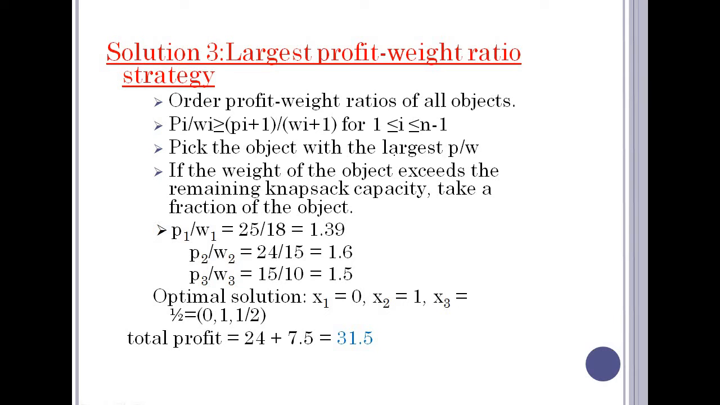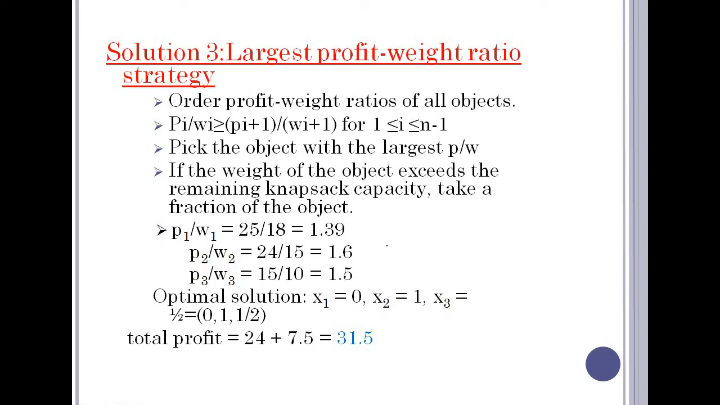Now we will always pick up the object with the largest profit weight ratio, and if the weight of the object exceeds the remaining knapsack capacity, we will again take a fraction of that object. We will solve the same example with this strategy. We have 25 divided by 18. We calculate the profit to weight ratio for every object: 1.39 for the first, the second is 1.6, and 1.5.